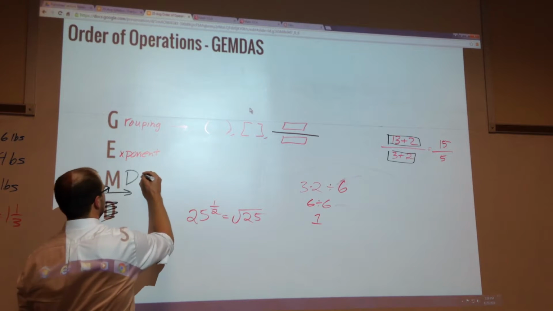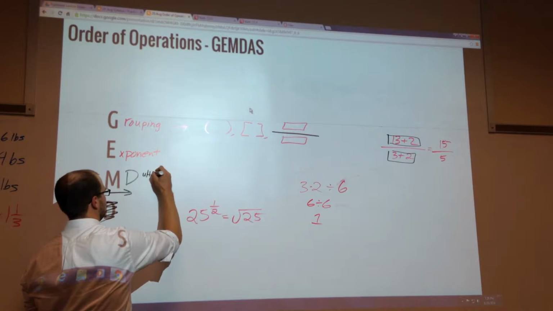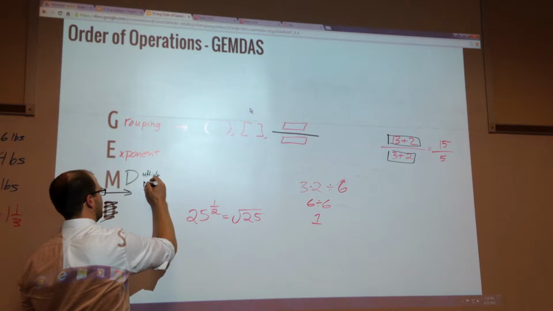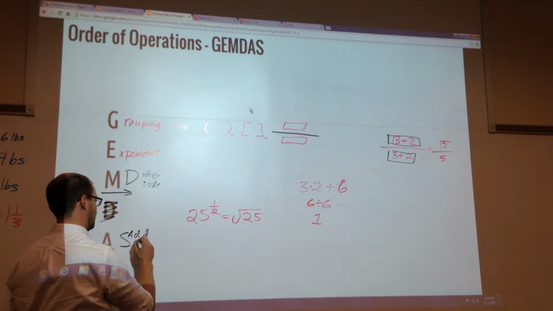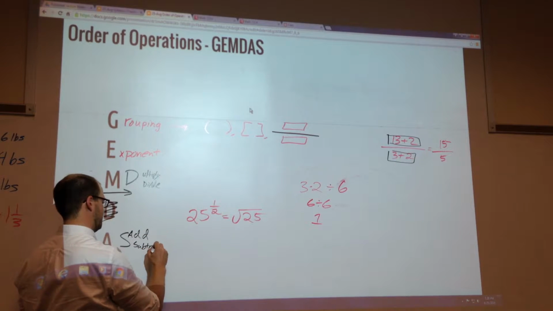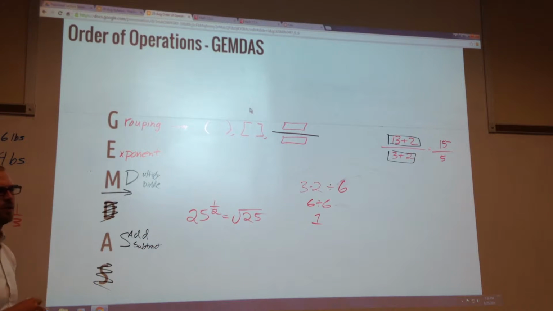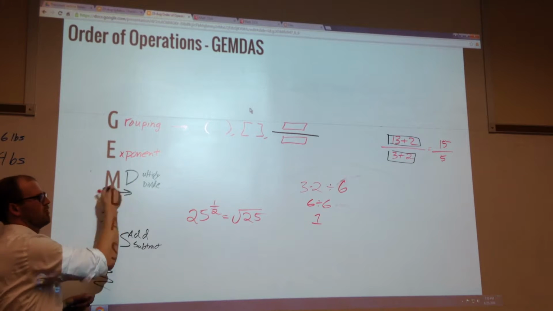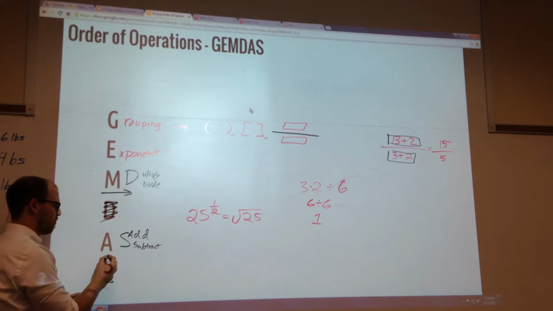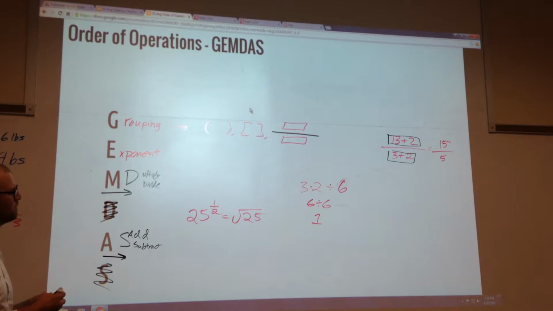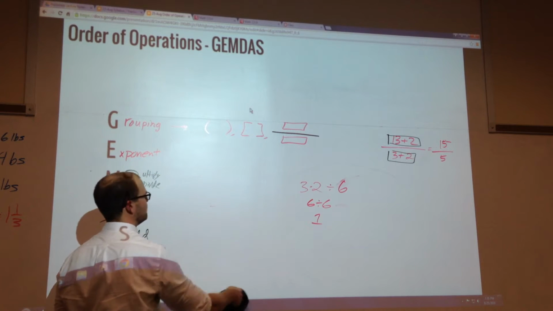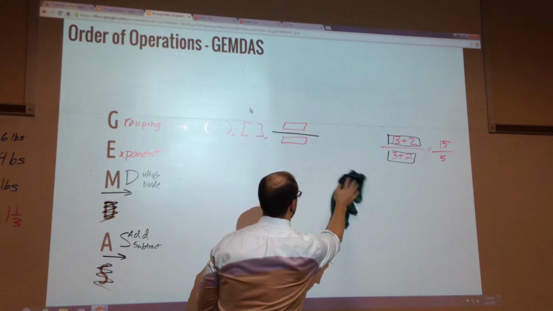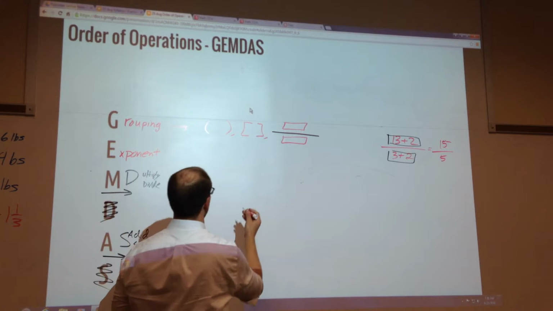So let me put these words up here. Multiply, divide, and add and subtract. We'll do one example again together in a second, and I talk about how you go left to right on this, because I think that might be a little foreign to some of you guys. And I'll give a good example. I'll do it right now. We're doing okay on time. Wait a second, I'll give an example on the fly.